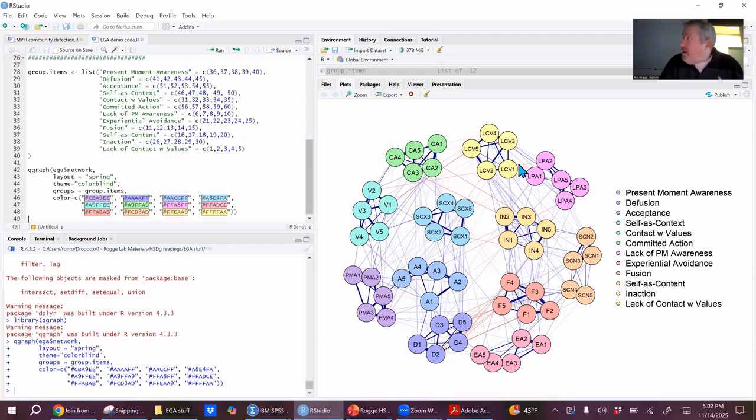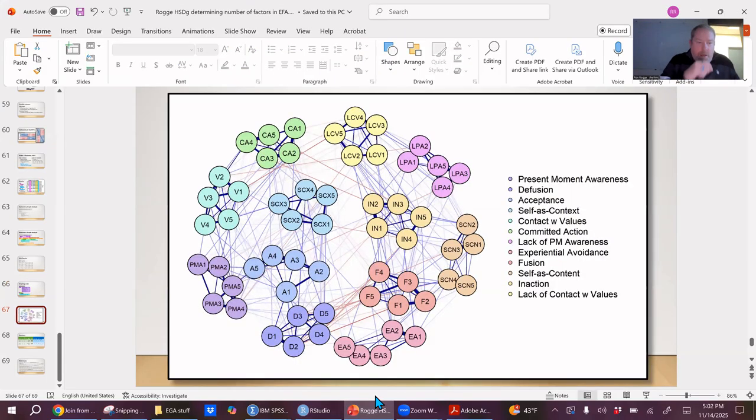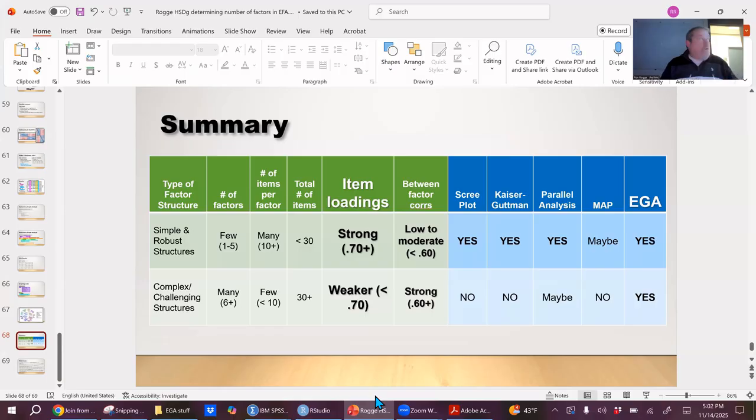Okay, so I'm just going about a minute over, but that's all of the demo that I wanted to do. I just wanted to end with a little summary. So if you have simple and robust structures, so not too many factors, plenty of items per factor, and maybe no more than 30 items, then just about everything works, except MAP in those simulations had the worst track record, so I probably wouldn't bother with it.